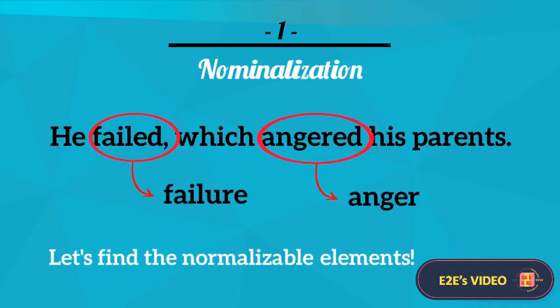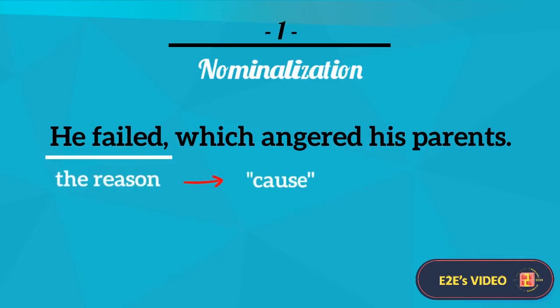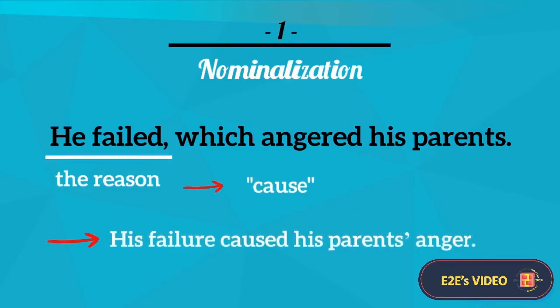Next, we need to understand the relationship between two parts of the sentence. Here, the first part is the reason of the second one. Therefore, we use the verb cause to show this relationship. Now, we are ready to make a sentence. His failure caused his parents' anger.